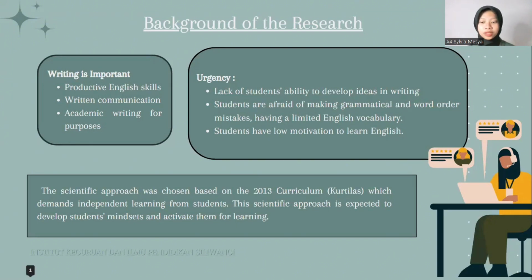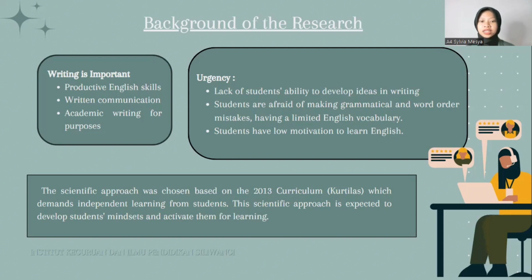The first, writing is important, there are 3 points. The first is productive English skill, which means writing is one skill that requires maximum concentration and effort. And then point 2, written communication, which means that writing is important to help communicate complex ideas more accurately. The last, academic writing purposes, which means it enhances critical thinking and objectivity.